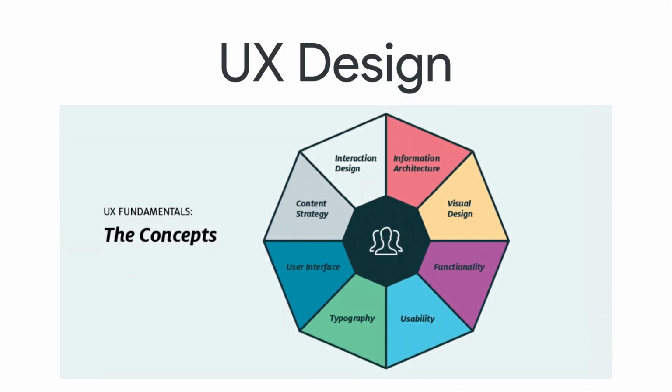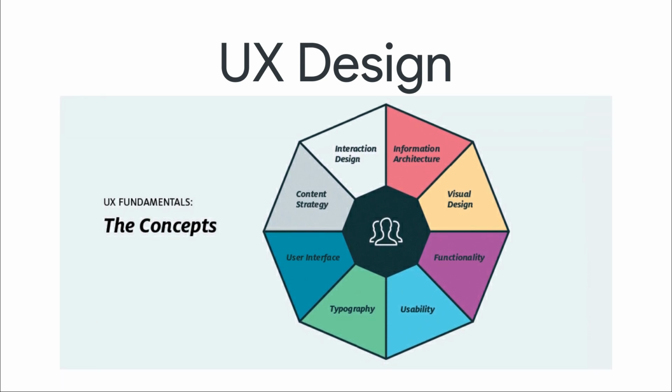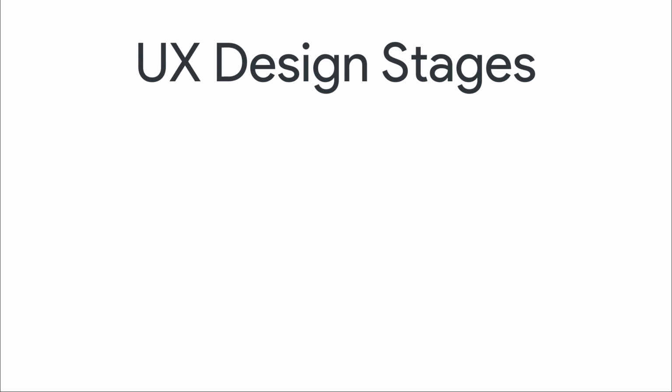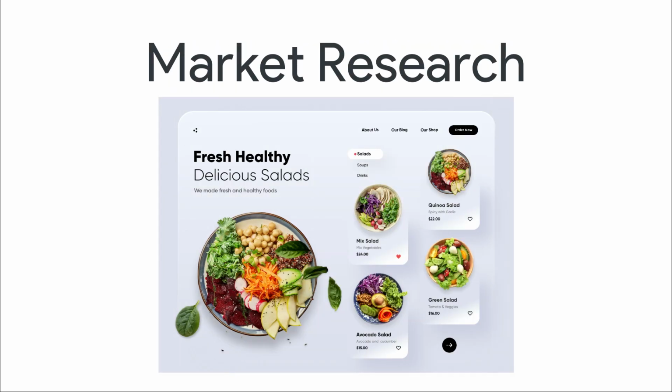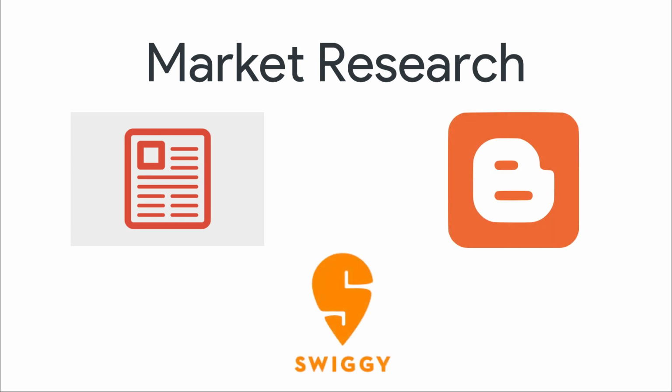Now let us understand what is UX design. UX is a very vast field and UI design is just a part of UX. User experience design includes many stages of design, which include background research, brainstorming, implementation, and testing. So let us understand all these stages quickly. Talking about background research, let us say a UX designer is building a website for food delivery. So background research will include going through articles, blogs, related websites to gather insights about what things are trending for food related design concepts.